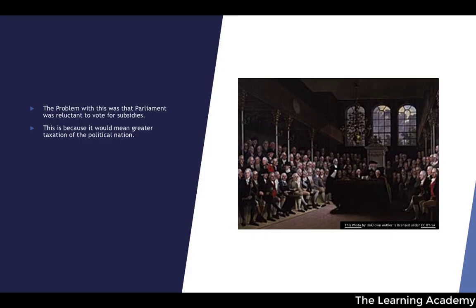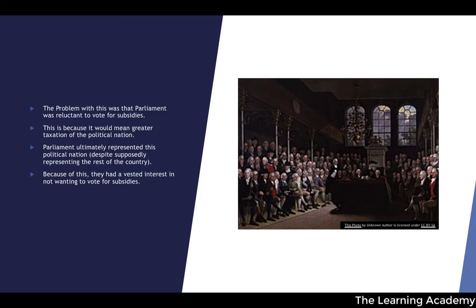Parliament was ultimately a part of the political nation, and they knew that if the monarch wanted subsidies from Parliament, then this money would come from taxing the political nation, and they didn't want to do that. So Parliament ultimately represented this political nation, despite supposedly representing the country. Okay, so as we will start to see, they had a vested interest in not wanting to vote for these subsidies, since they were representing the political nation, who are the people that would have to pay for this subsidy.